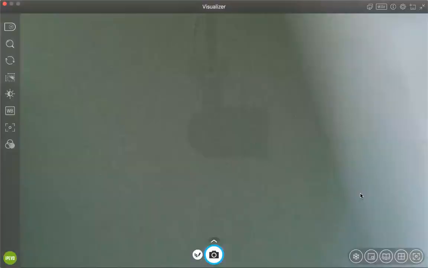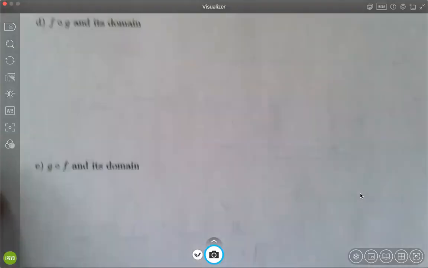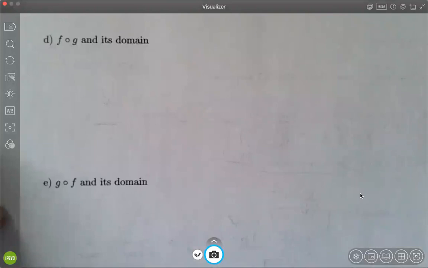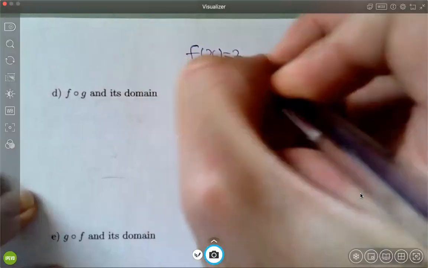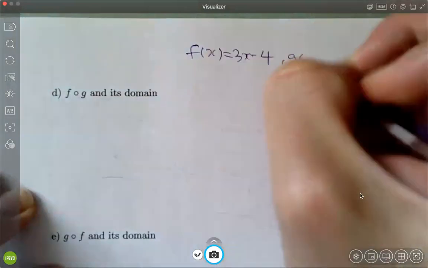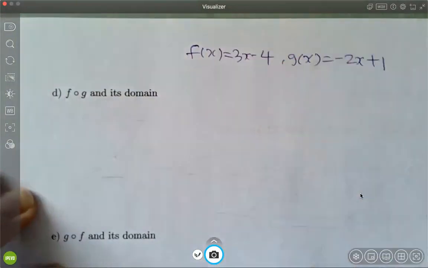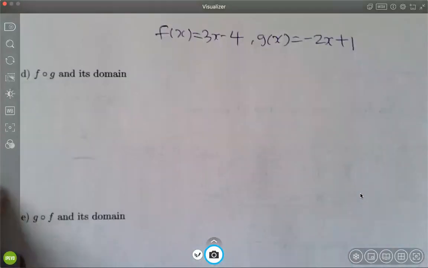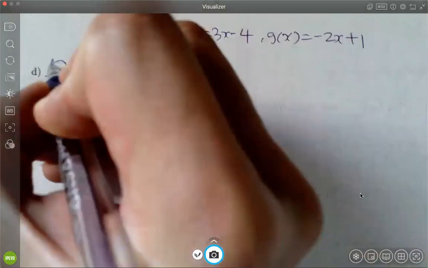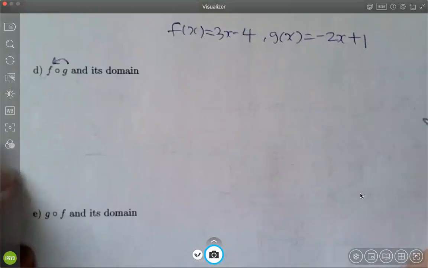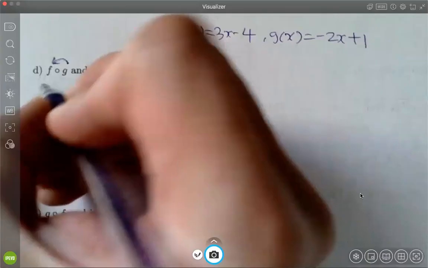Now, here comes the key parts. f circle g and g circle f, the general functions and their domains. Okay, so now, since we cannot see f and g, let me copy it here. So f was 3x minus 4 and g was negative 2x plus 1. Okay, so what is f circle g? Again, this means we will be plugging in g into f, right? Not the other way. So this is f of g of x.